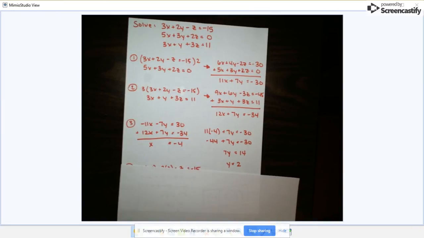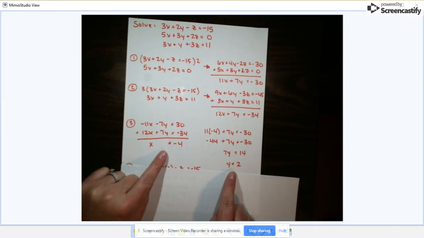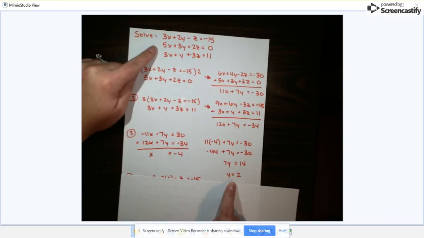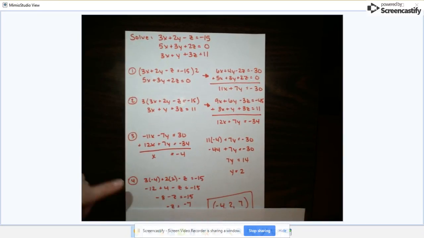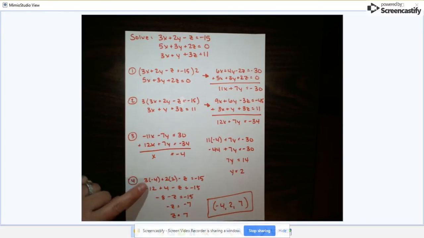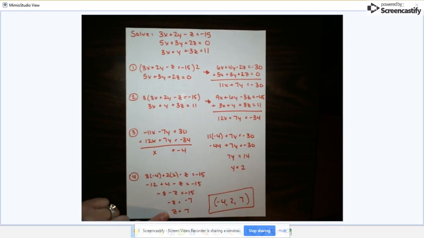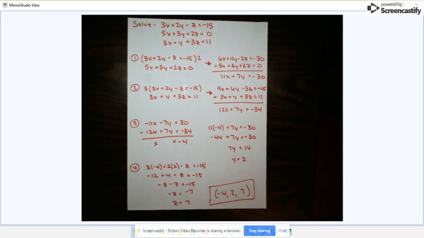So we're on our fourth step. We are going to take -4 and 2 and plug them back into an original equation. I went ahead and did the top equation. Again, you can choose any equation that you would like. And I went ahead and solved, and we get z equals 7. So our ordered triple, or our solution to this system, is -4, 2, and 7.